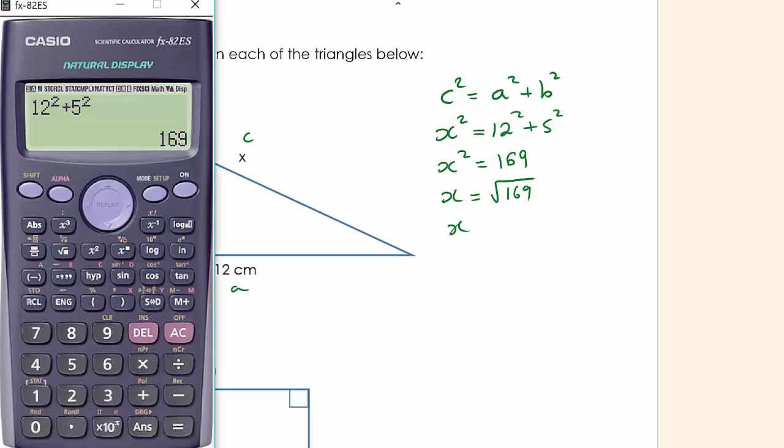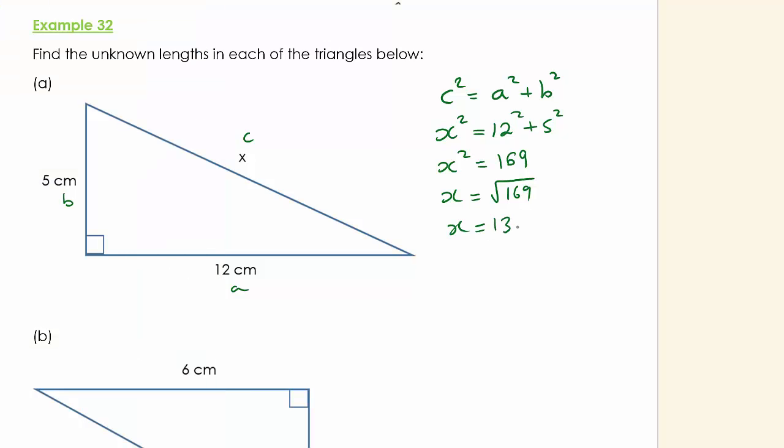know is 13, but just to show you that's the case on the calculator, I'll do the square root of the last answer, and you see it's 13. So x is going to be 13 centimeters.